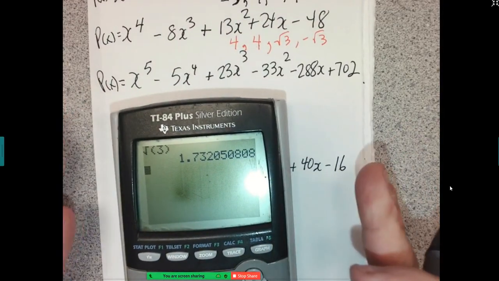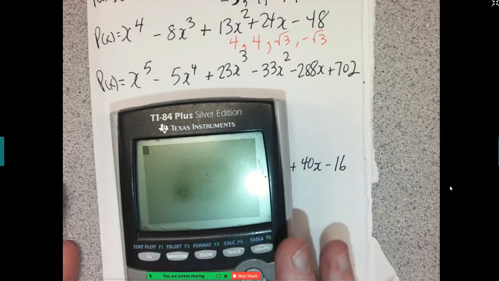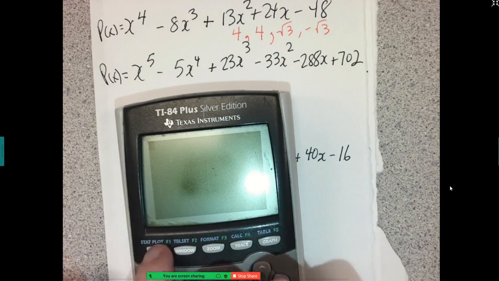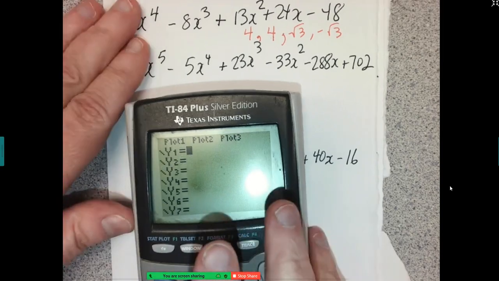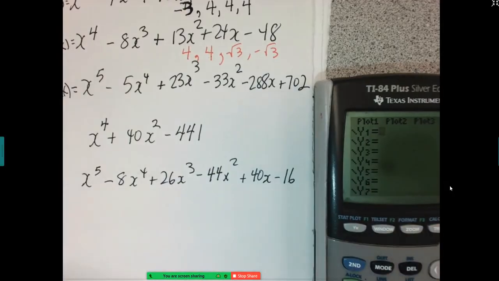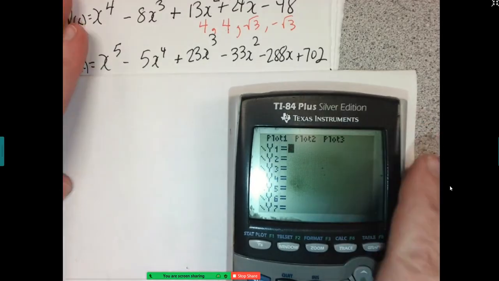All right, now something like that might look horrible, and you think, oh no. Well, maybe we can make it not so horrible with the graphing calculator. Let's see what happens with that one. It's degree 5, so there's going to be 5 zeros.